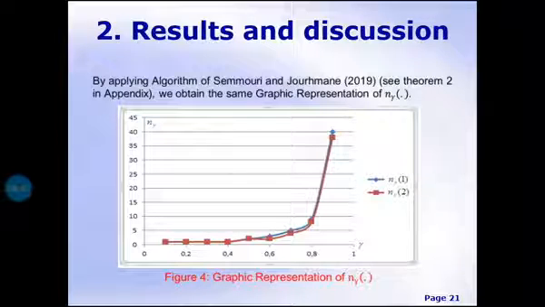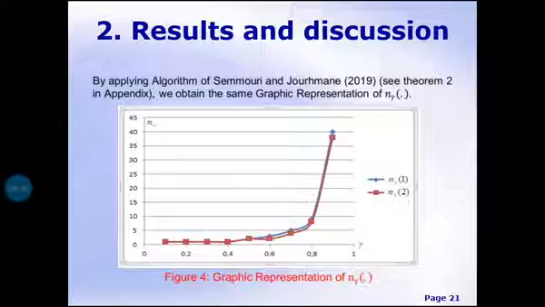We notice the same graphic behavior by applying the Sumeri and German algorithm of 2019. But in terms of spatial complexity, there is a significant difference.